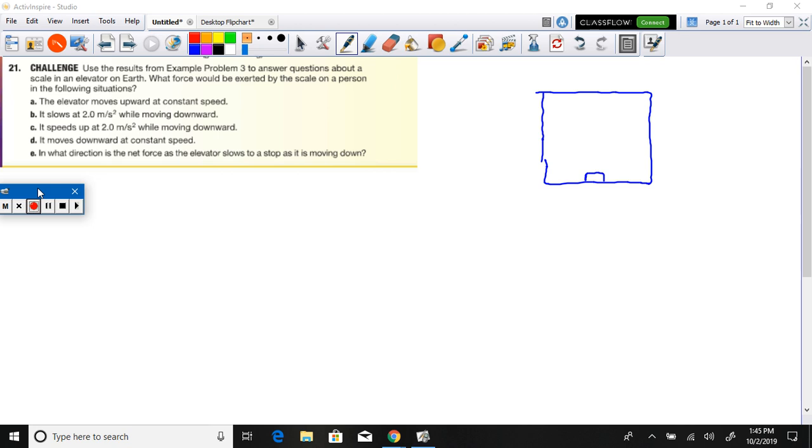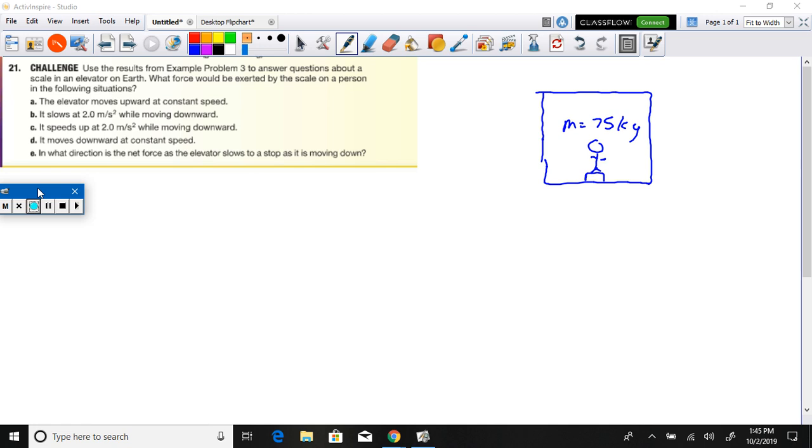Little scale. Little man. Okay, the mass of the man is 75 kilograms, right? Is that what it is in problem 3? Mass is 75 kilograms. Okay.